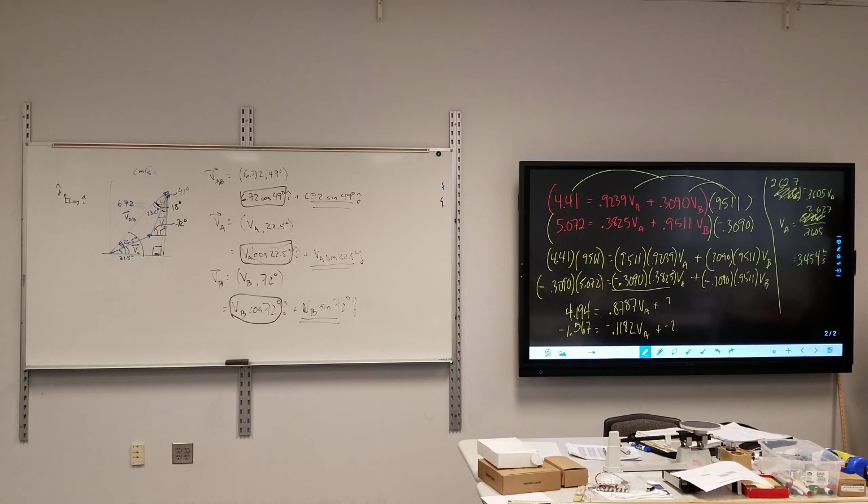And then to find VB, you pick one of those equations, plug this in for VA, and solve for VB. Or there are other ways of doing it. Seems like that would be the simplest.